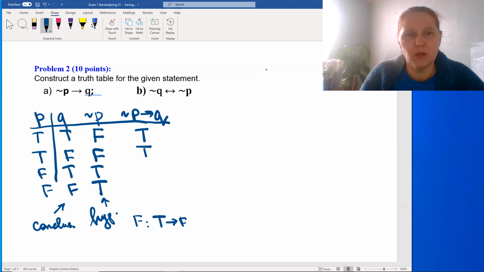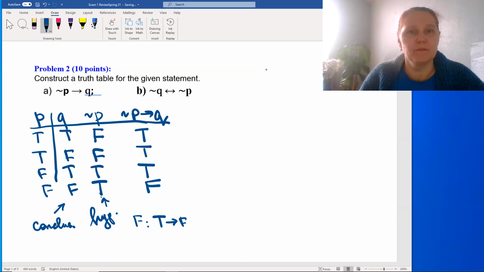If both hypothesis and conclusion are true, conditional is true. Only in the last line we have hypothesis true, conclusion false. We have this situation, if true then false. So we have false in the last cell.